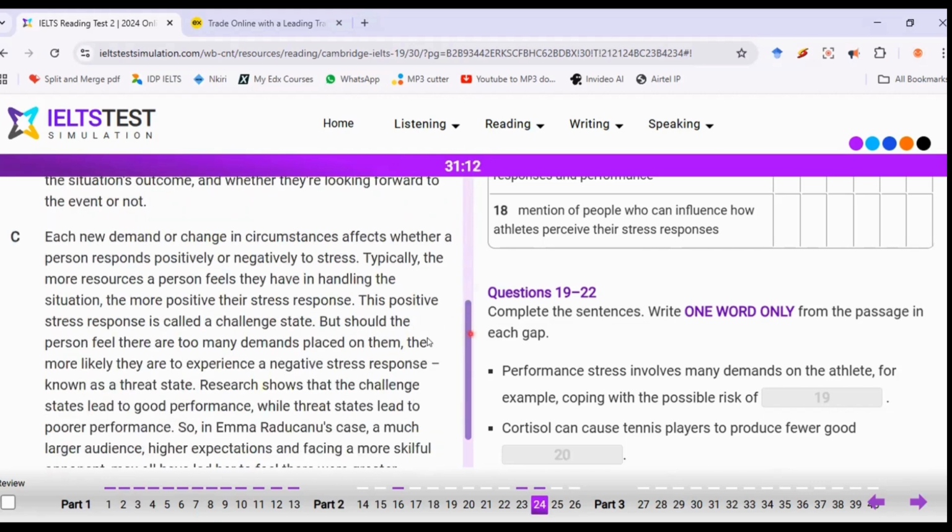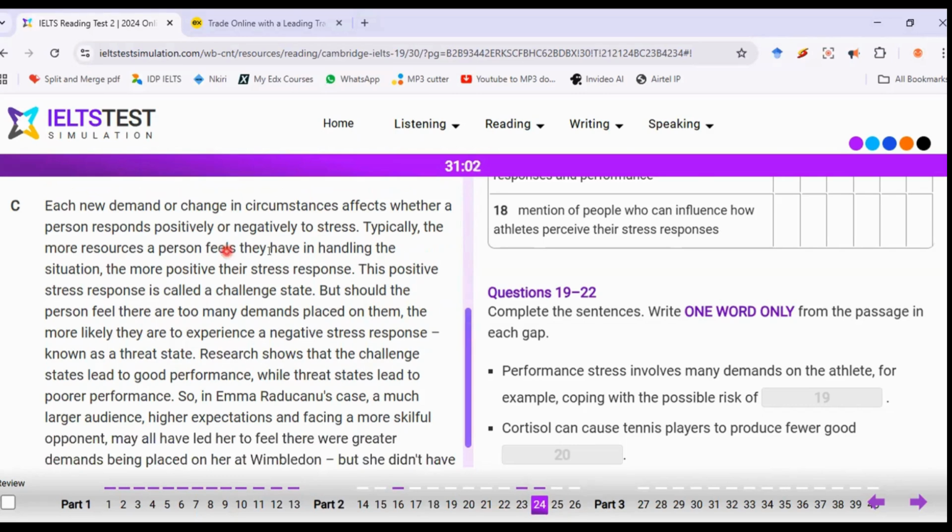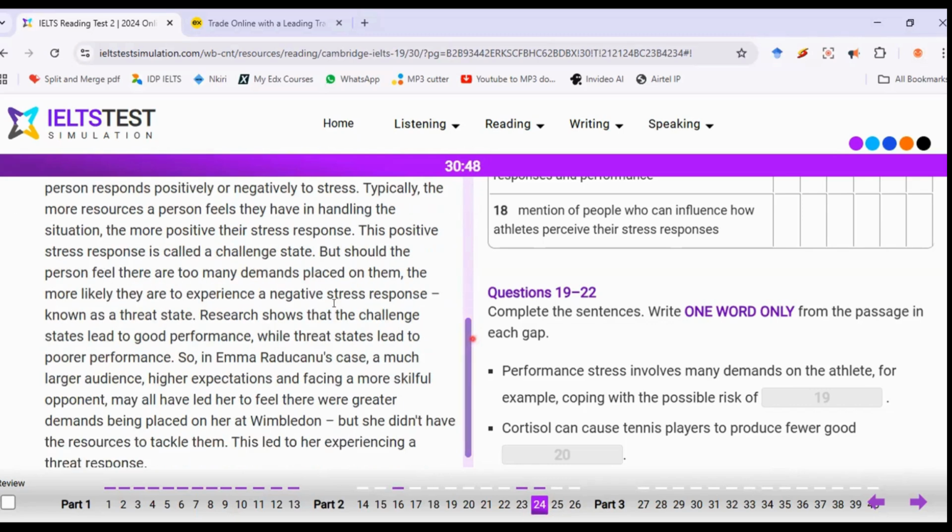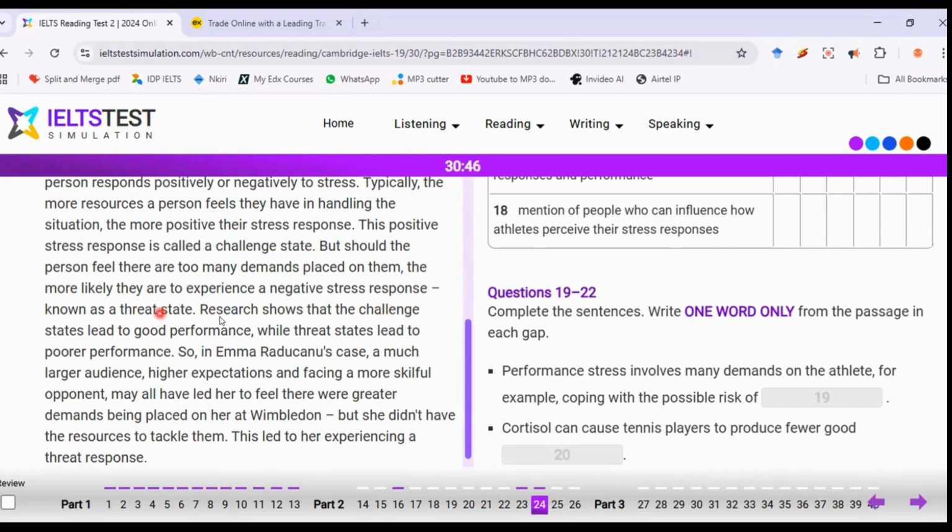Paragraph C now. Each new demand or change in circumstances affects whether a person responds positively or negatively to stress. Typically, the more resources a person feels they have in handling the situation, the more positive their stress response. This positive stress response is called a challenge state. But should the person feel there are too many demands placed on them, the more likely they are to experience the negative stress response, known as threat state.